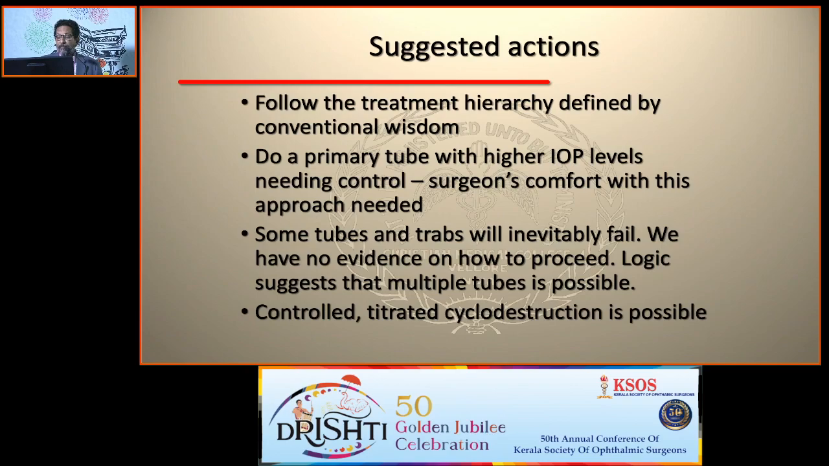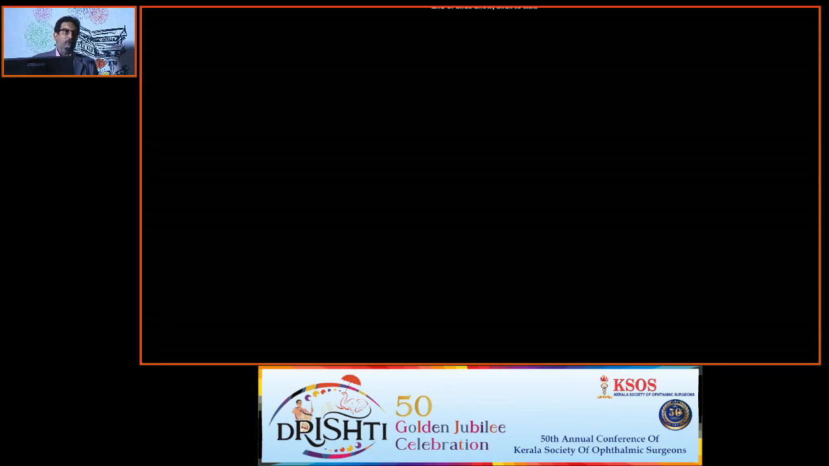Some tubes and trabs will inevitably fail, and we have no evidence on how to proceed with this if we do these as a primary procedure for a newly diagnosed glaucoma. Logic suggests that multiple tubes is possible, multiple trabs may be possible. Trab following a tube also may be possible, but I'm not really sure about that. And controlled titrated cyclodestruction is coming in. Lots of new technologies are coming in, so we need to decide what we want to do.